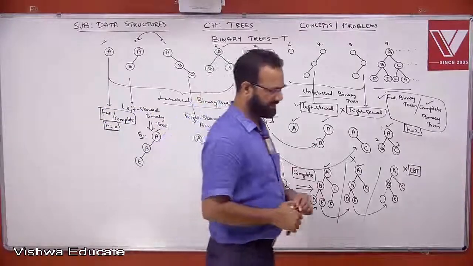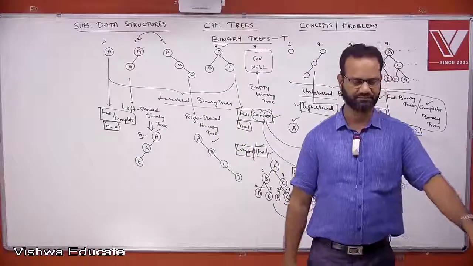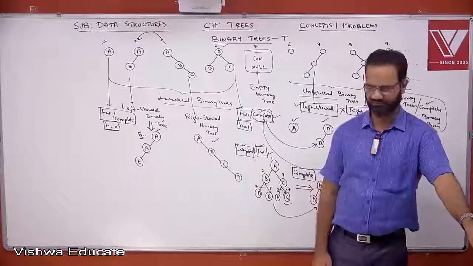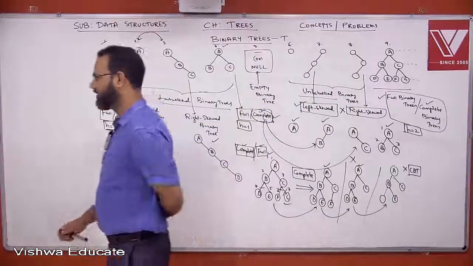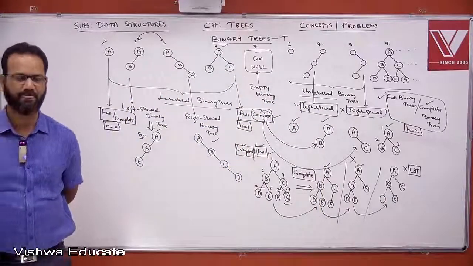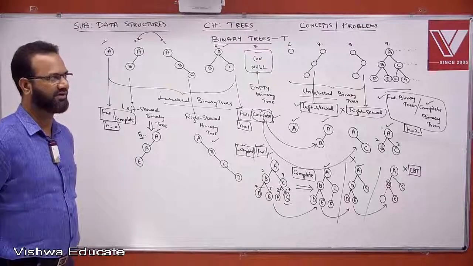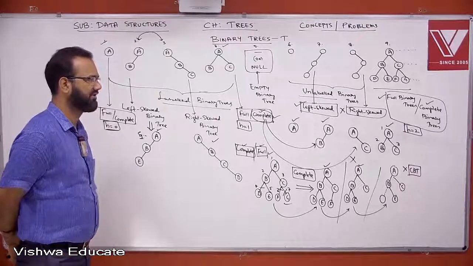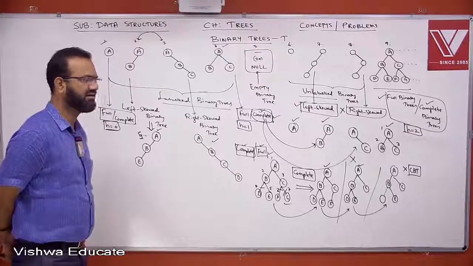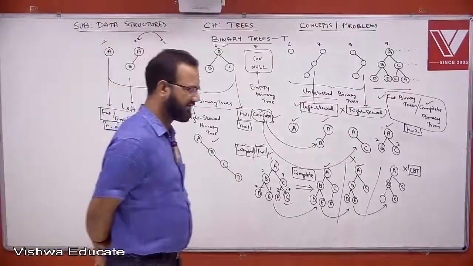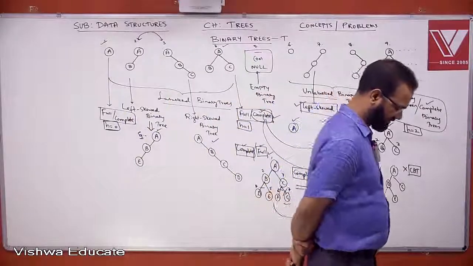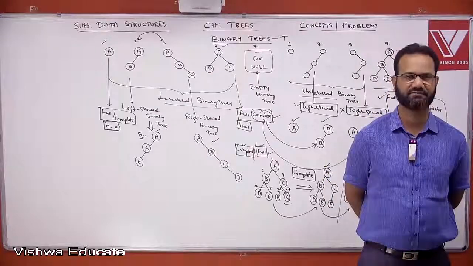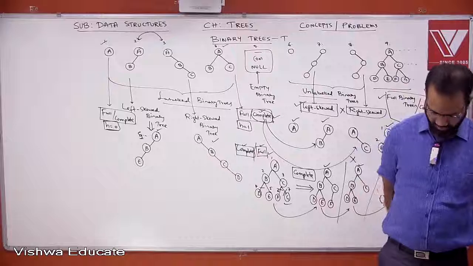First of all, a left skewed binary tree: a binary tree with only left childs. A binary tree where only left children exist is a left skewed binary tree. Similarly, a binary tree which contains only right childs is a right skewed binary tree.